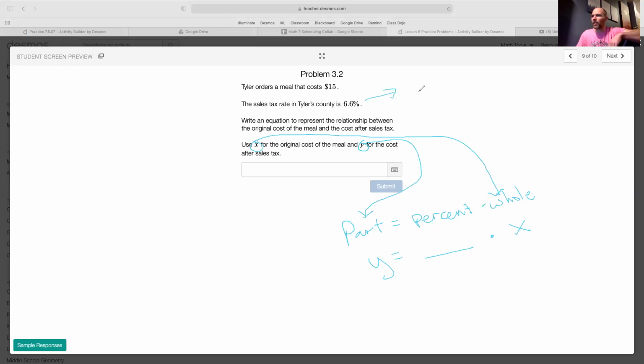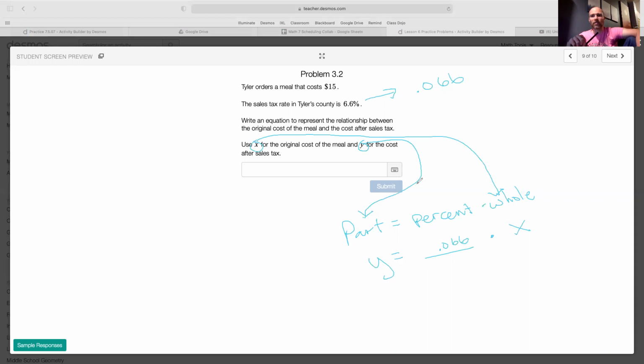Now, you might be tempted to say, okay, I remember that in the last slide, Mr. Thomas put 0.066 as the decimal version of 6.6%. And you're like, yeah, I'm going to put 0.066 in here and we're good to go. And you'd almost be right. But if you read the question carefully, there's something slightly different about this one than the last one.